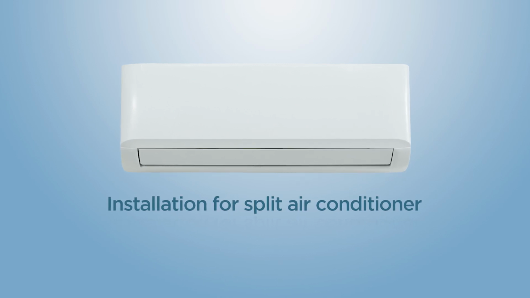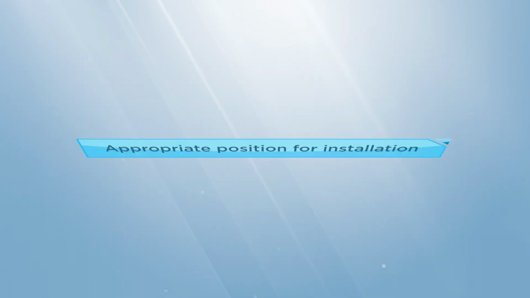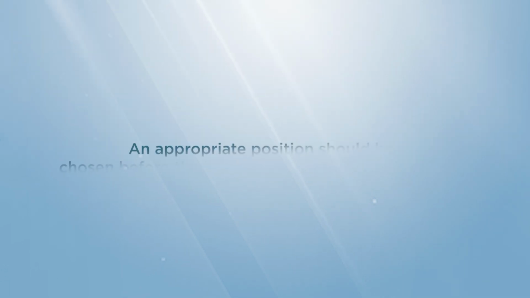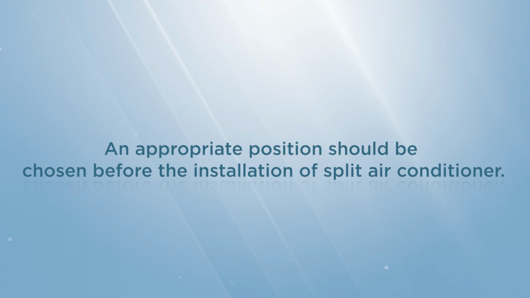Installation for split air conditioner. This installation is mainly divided into the following parts. Appropriate position for installation. An appropriate position should be chosen before the installation of split air conditioner.